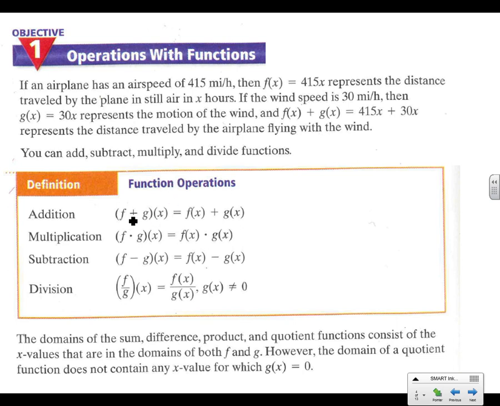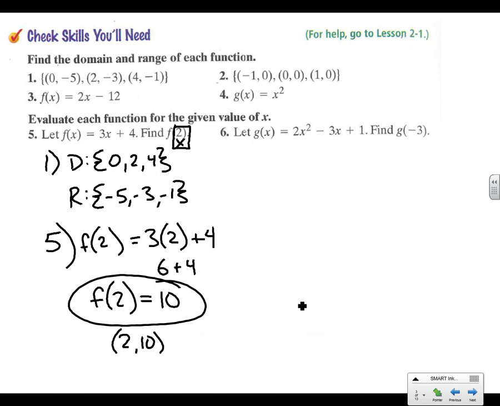So functions work just like normal algebra. If we're going to add two functions, we're going to add them separately. If we multiply, we would just multiply, so probably foiling. Subtraction works the same way, and division works the same way. Remember, you cannot have zeros in your denominator, so we're going to get into that for the domains. All right, so the domain is what can exist for f and g. And when you do the quotient, you can't have any x value in the denominator. So we'll look at that as we go forward.